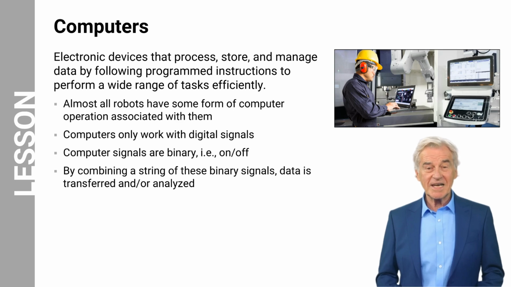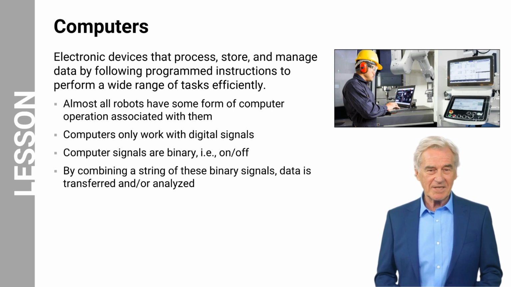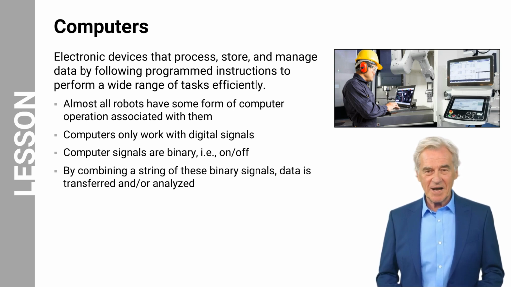Computers are devices capable of performing a large number of computations programmatically in a short amount of time. This means they can process large amounts of information rapidly in a predefined manner, as determined by programmers or operators. Almost all robots we work with will involve some form of computer operation, which drives data processing and decision-making for the robot. Computers work exclusively with digital signals.